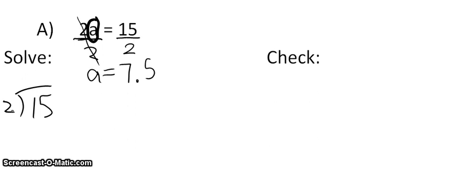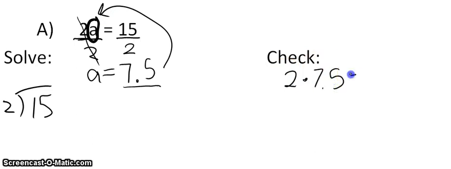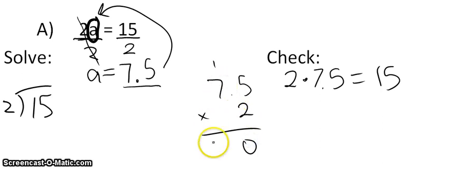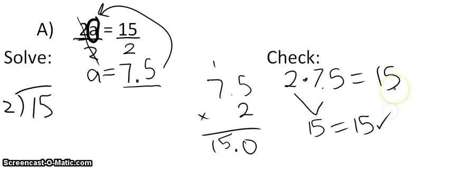To check our answer, we need to substitute 7.5 back into our original equation where A was. So I need to see, is it true that 2 times 7.5 is equal to 15? So then I would come over here and do my multiplication, and 2 times 5 is 10, 2 times 7 is 14, plus 1 is 15, and my decimal goes there. Obviously you can do lattice for that as well, but I got that this is equal to 15, which is the same as this, so my answer checks.